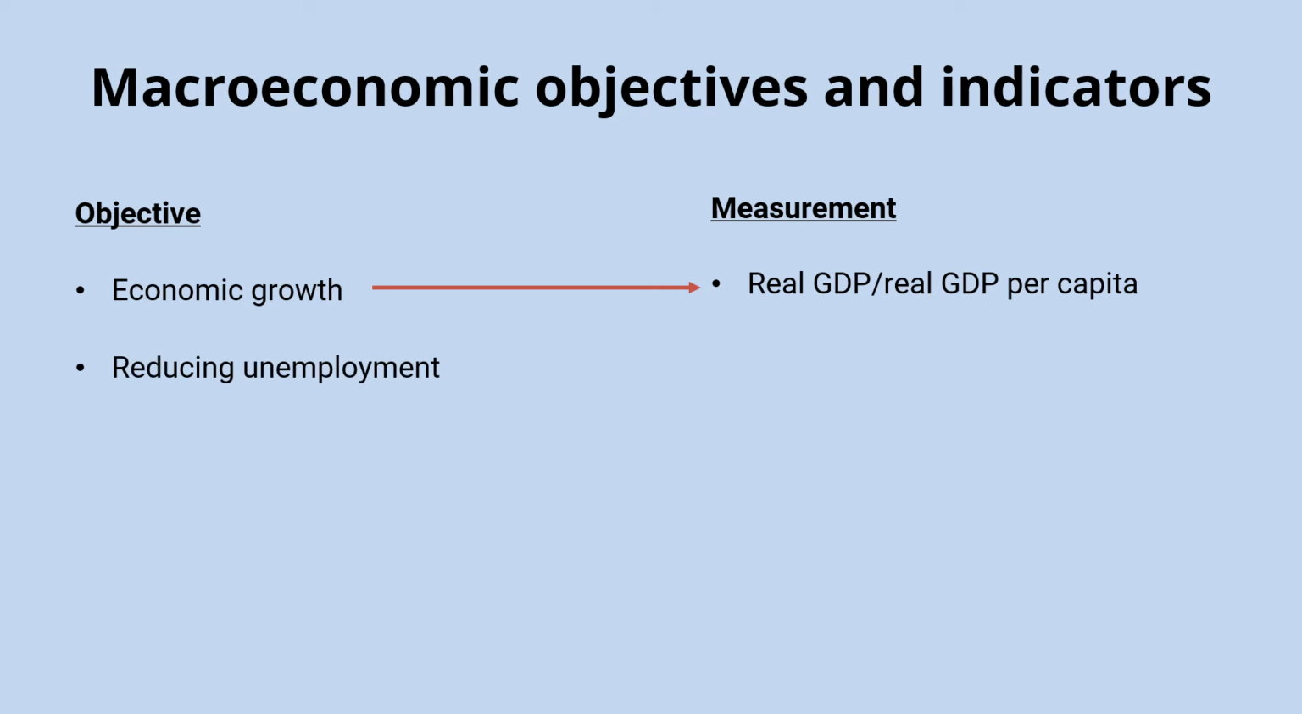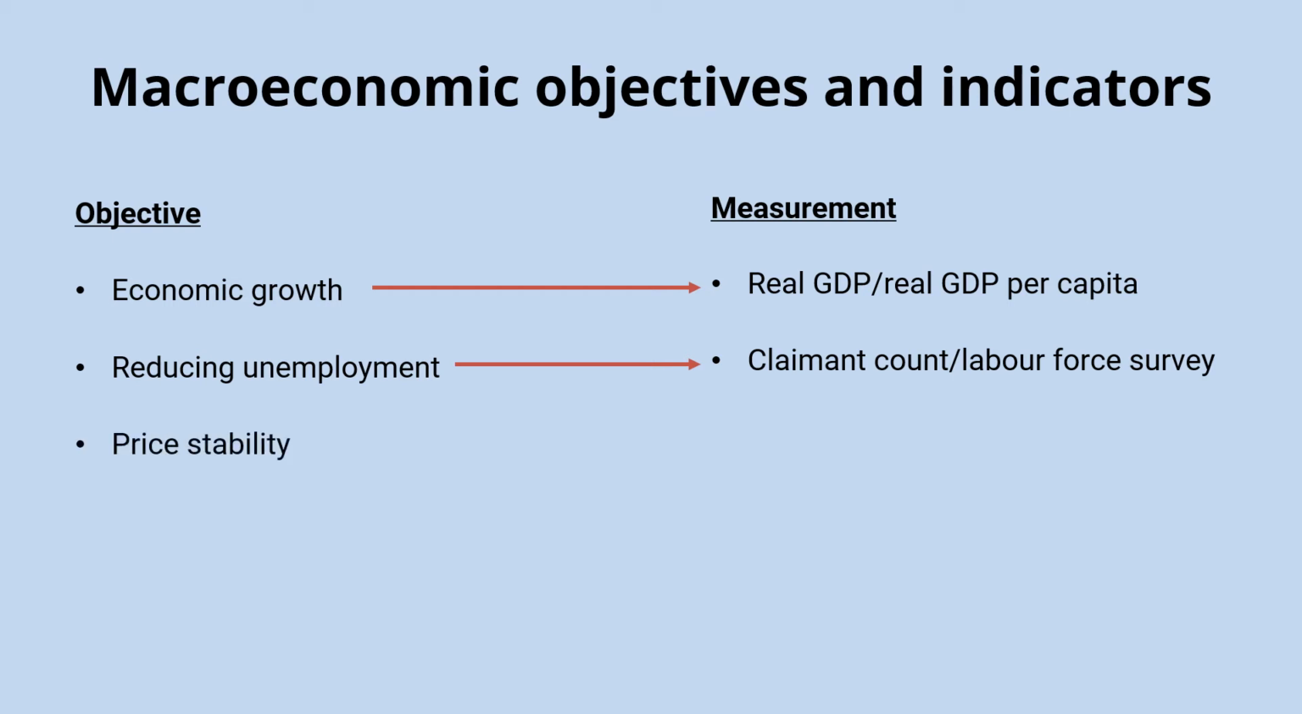The second one of our objectives here is about reducing unemployment. So governments will want unemployment to be as low as possible, or they might look at it from the other way and try and get employment to be as high as possible. And this could be measured by counting the number of people claiming unemployment benefit at a particular point in time, or from taking a survey of the labour force to try and find out who is currently willing and able to work but not finding employment.